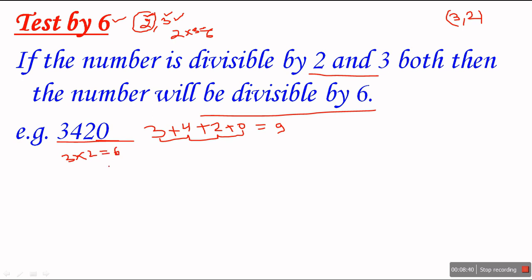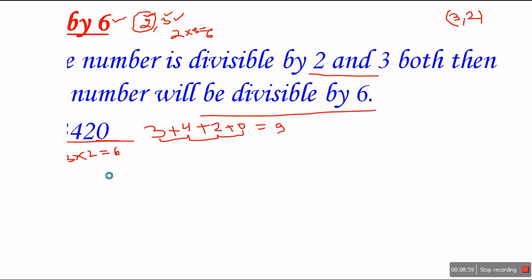So for checking whether a number is divisible by 6, what we need to do? First, we see whether it is an even number or not. Then we check whether it is divisible by 3 or not. For checking 3, what we do? We add the digits. So in simple terms, we can do this. Okay, so let us move next.